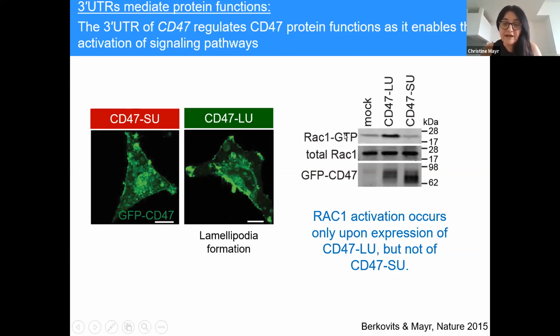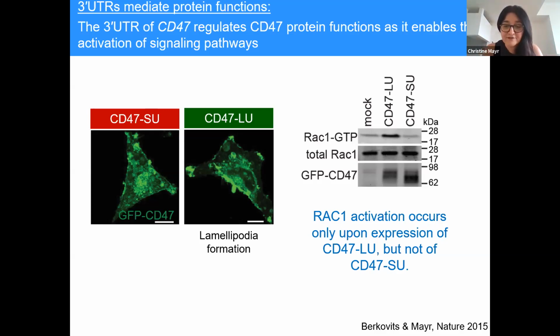Active RAC is RAC1 bound to GTP. So you do a RAC IP, and you see that there is the same amount of total RAC, but these cells where we transfected in CD47 long UTR have more active RAC. So this was a really remarkable finding, because remember, we put in a construct that makes the exact same protein, and the only difference is the 3' UTR. In one case, it leads to activation of downstream signaling pathways, whereas in the other case, it does not. So that means that 3' UTRs can actually really determine protein functions.